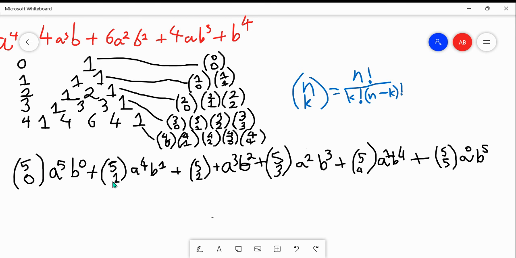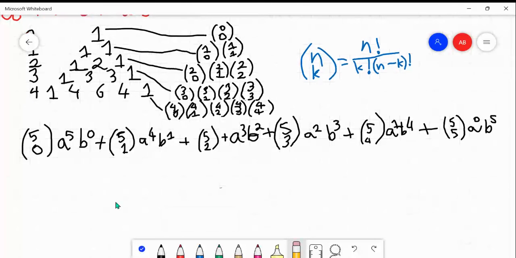If you notice this value here, the index on the row is matching the power of B. And the power of A is the difference of the two, the row number minus the index. See, 5 minus 0 is 5. 5 minus 1 is 4. So it's always 5 minus B's index, which is just the index of the number on the row. So 5 minus 1 is 4, 5 minus 2 is 3, etc. etc. So this will allow you to get a general formula for that.